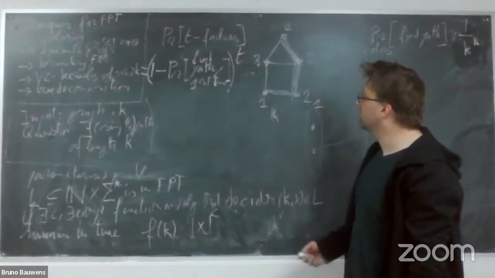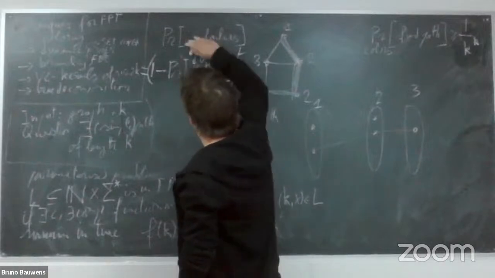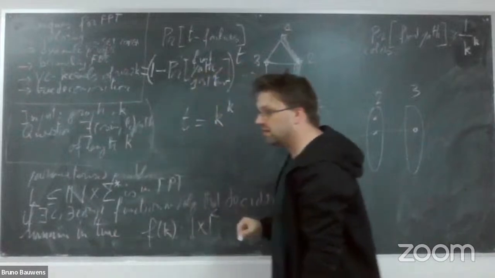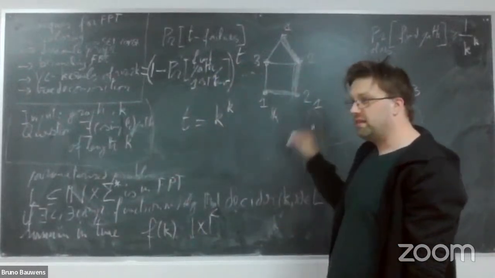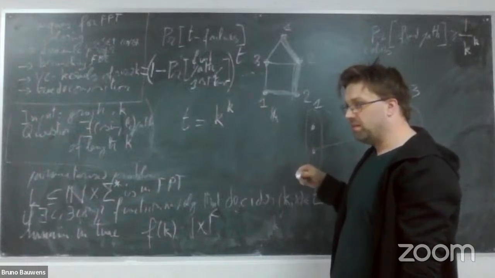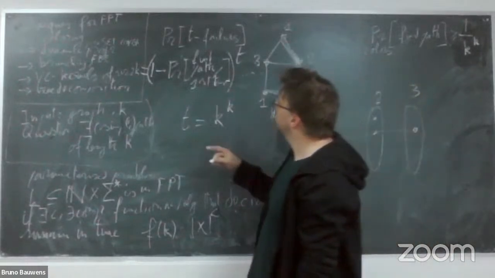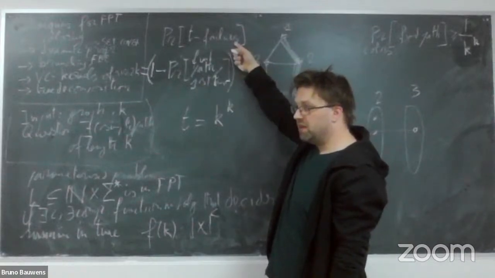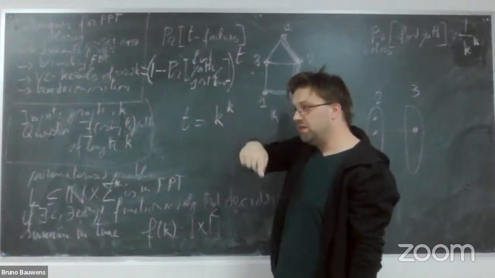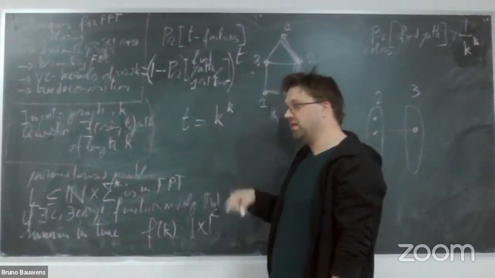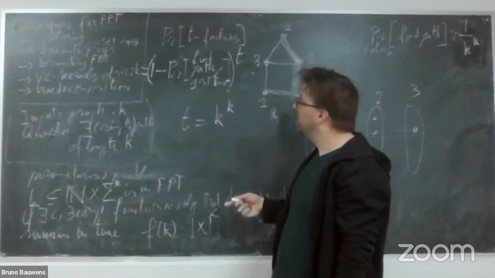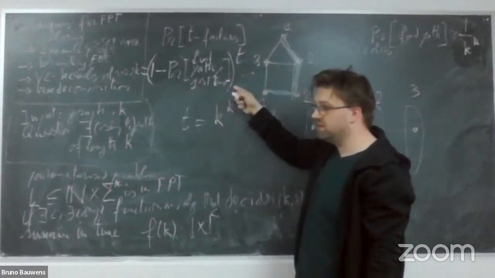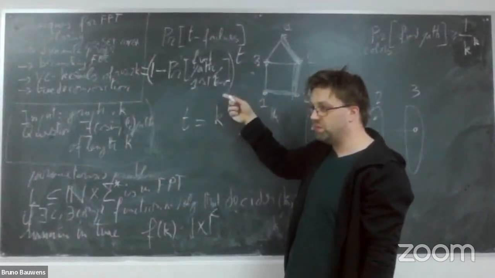So what will be the algorithm? We will set t equal to k to the power k, and then we try k to the power k colorings. And so what is the probability? We have k to the power k failures. It's the probability that we fail the first time, times the probability of failure the second time, third time, and so on. When we have t attempts, we multiply all these probabilities, and in each attempt, the failure probability is the same.